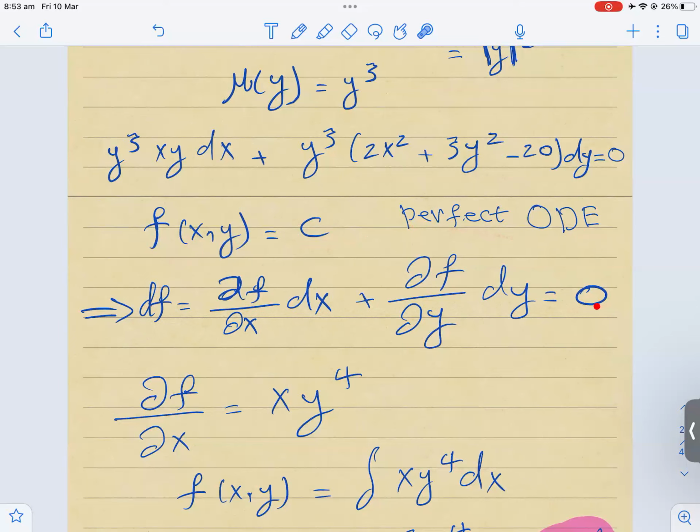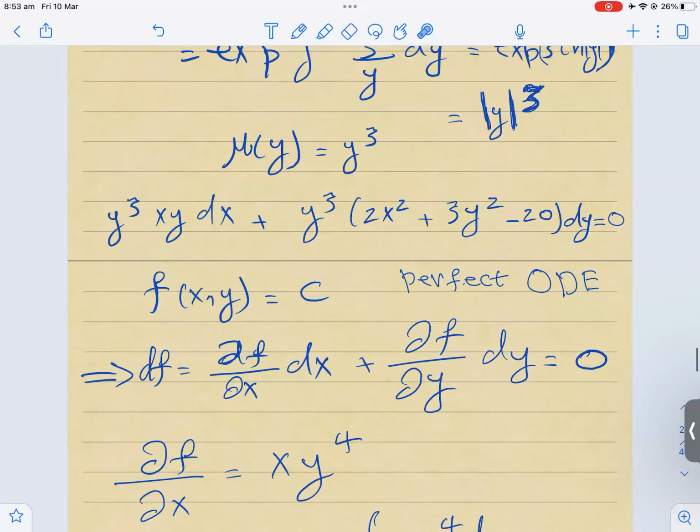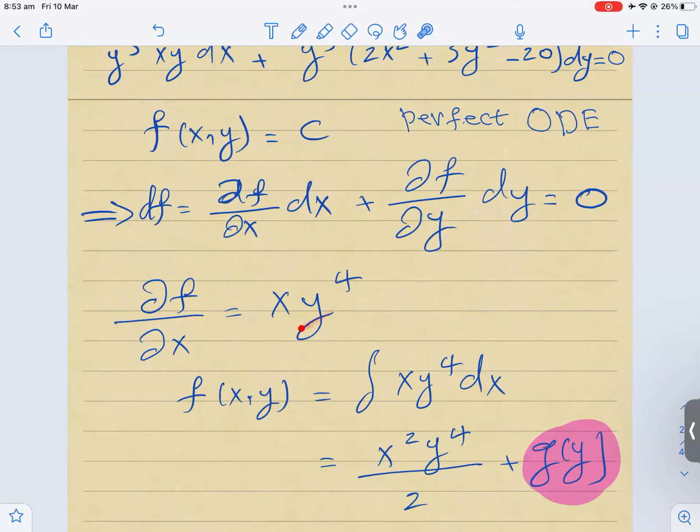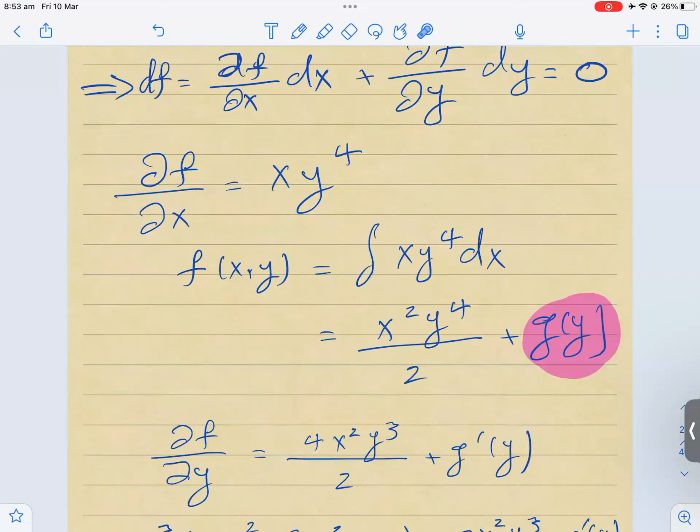It's clear. So del f over del x was the new m, what m is after multiplying by the integrating factor. This one, xy to the 4. I will take integration in terms of x. So this one plus g(y). g(y) is my constant because y can be treated in this integral as constant.